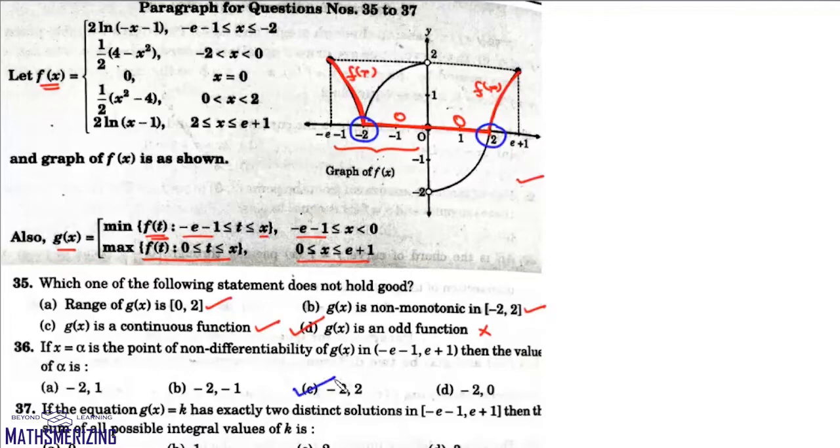Now 37 says, if the equation g(x) equals k has exactly two distinct solutions, then the sum of all possible integral values of k is. Now it will have two distinct solutions when we draw a line at y equals 1 or when we draw a line at y equals 2. So this k can take the value either 1 or 2. Then the sum of all possible integral values of k is simply 3, and that's your option D.